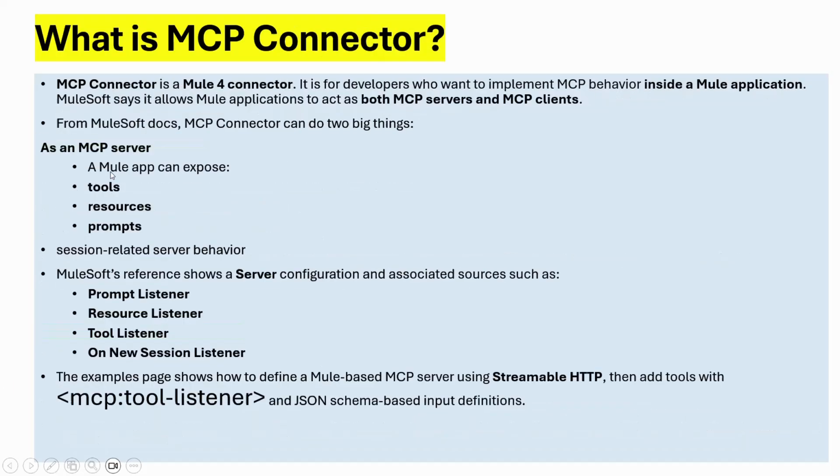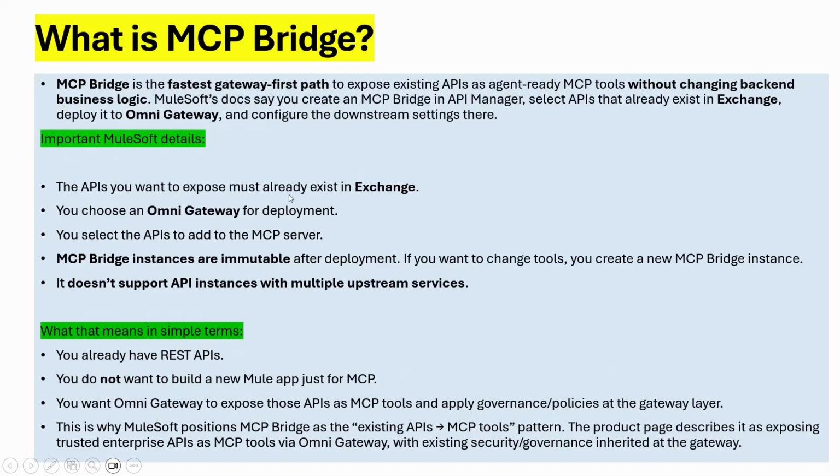An important detail: the APIs you want to expose must already exist in Exchange. That is one prerequisite. And you need to have an Omni Gateway created before you create this MCP Bridge, to deploy it. You choose an Omni Gateway, and you select the APIs to add to the MCP server. So you should have APIs, those APIs should be in Exchange, and you should have an Omni Gateway already created. That's why I took the Omni Gateway topic earlier. In our previous demo, we saw how to create the Omni Gateway, right? So we can use that Omni Gateway here.